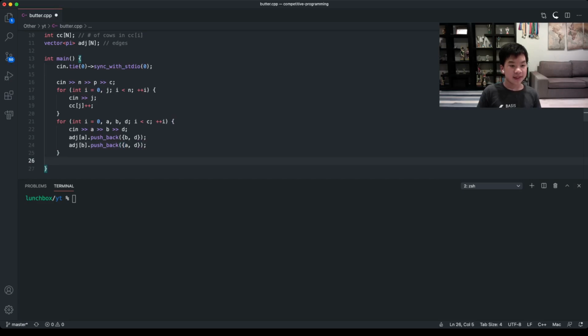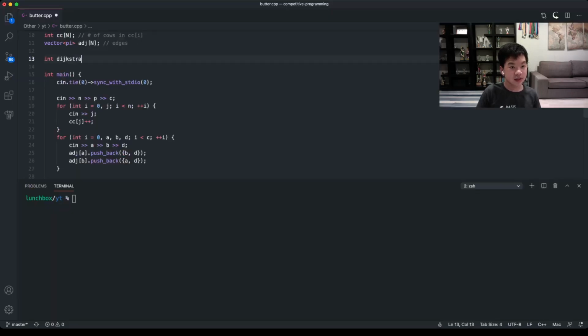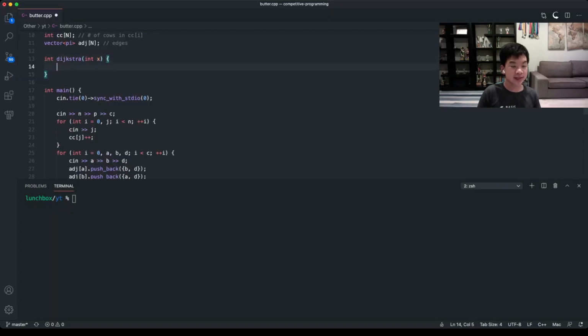Okay, so now we're basically done reading the input. So now we're going to try Dijkstra from all P pastures. Okay, so let's have a function. Let's call this X, where X is going to be our source. Or let's actually call this source.